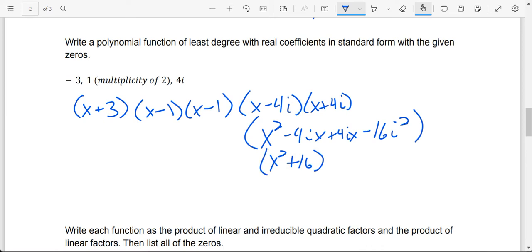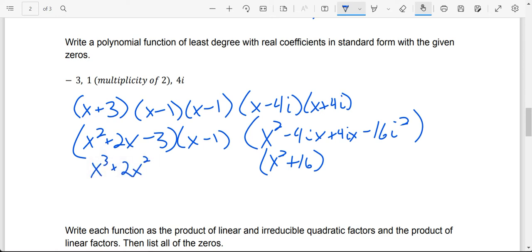And then let's start foiling and distributing. We got x squared plus 2x minus 3 for your first pair. And then we got to distribute the x and the negative 1, get x cubed plus 2x squared minus 3x minus x squared minus 2x plus 3. Let's combine like terms, and we're going to get x cubed plus x squared minus 5x plus 3.